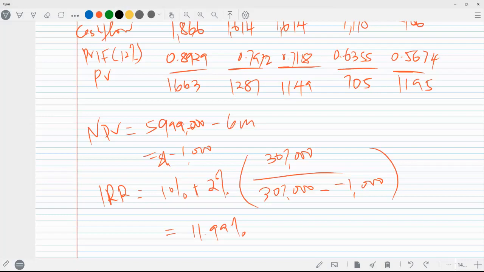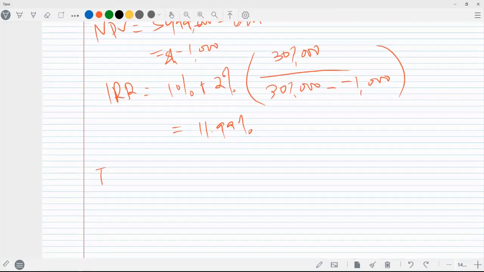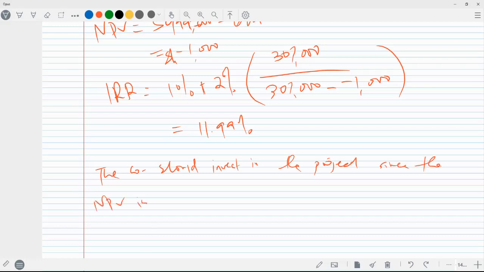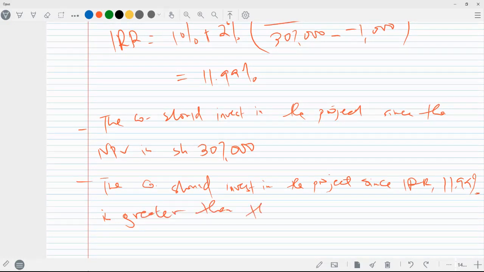Of course, don't forget you advise the company. Based on NPV, we got a positive 307. Therefore, you write it down: the company should invest in the project, since the NPV is a positive 307,000. Based on IRR, the company should invest in the project, since IRR 11.99% is greater than the cost of capital.